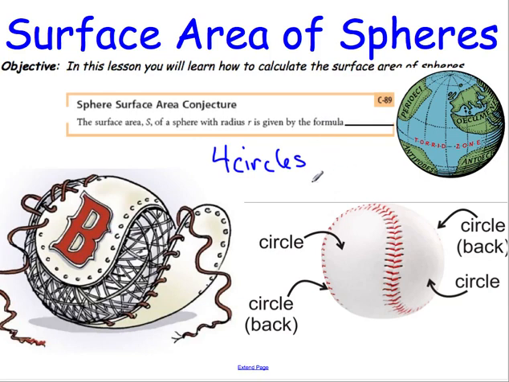And so the idea here is that the surface area is going to be equal to four circles, which is actually 4 times pi r squared. So this is the formula for finding the surface area of a sphere.